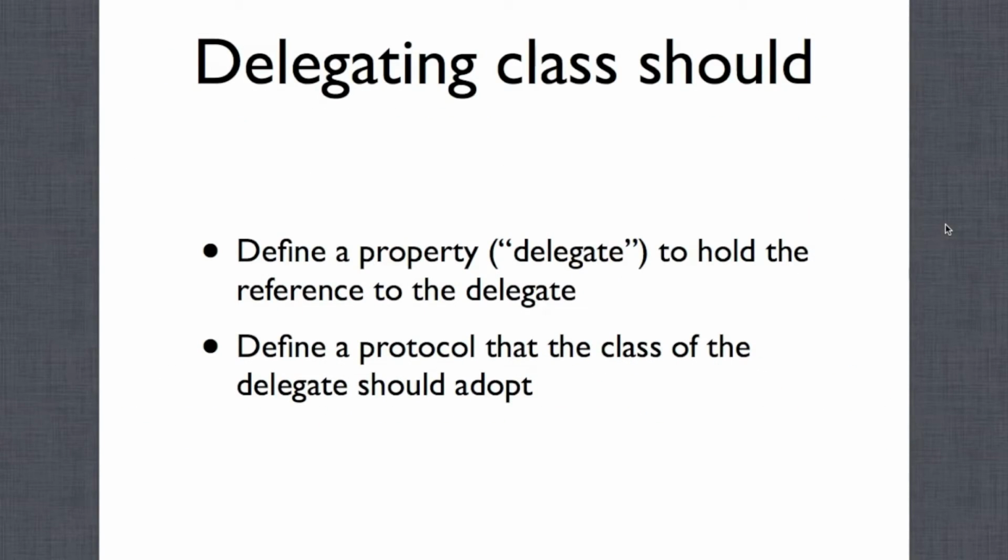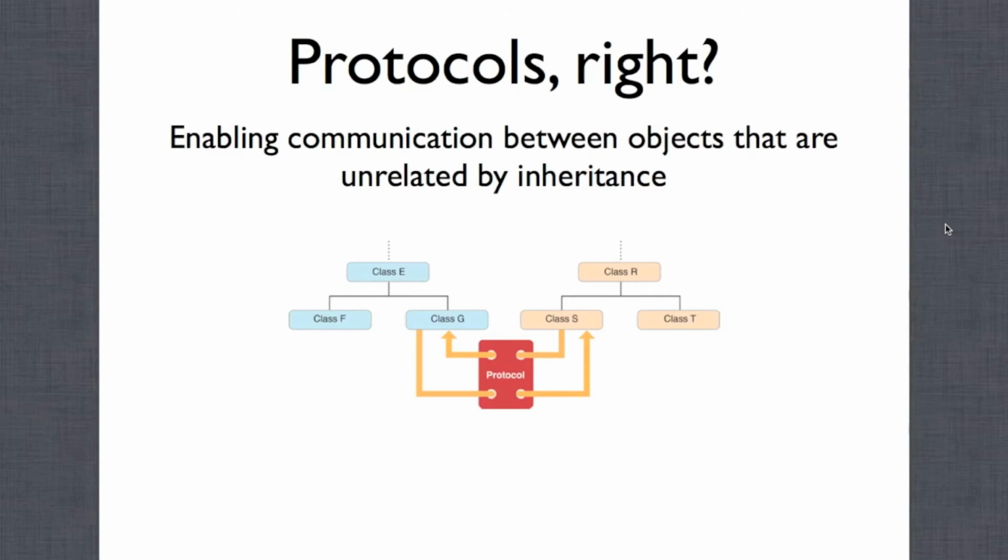When a class delegates some responsibilities to another class, it would first of all define a property to hold a reference to that delegate, the object which takes responsibility of some actions, and then define a protocol. And that protocol should be something the delegate class should adopt. And this brings us to protocols again. You remember protocols, right? In the last lecture, the protocol is just a list of methods that is shared between multiple classes. And this is another design pattern.